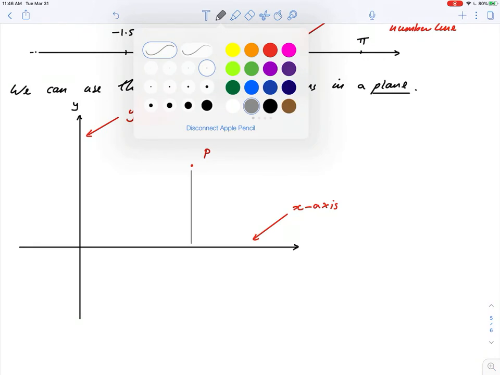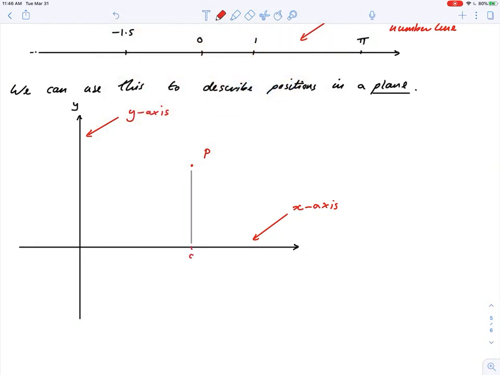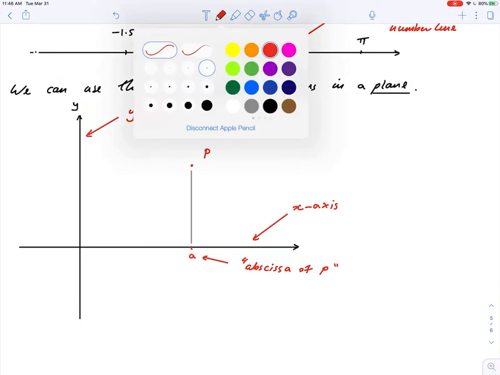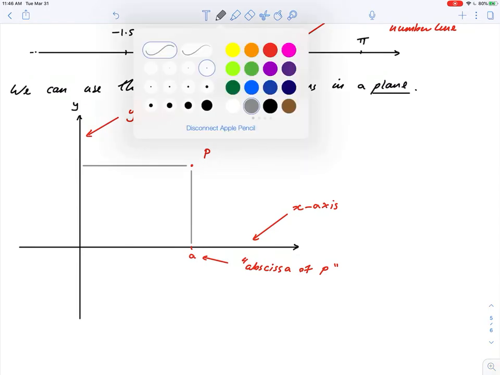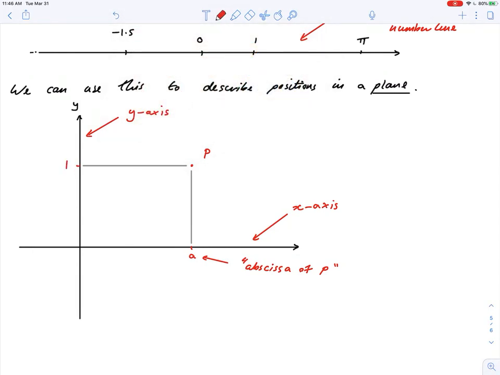First of all, if I think about dropping a vertical line down, at the bottom here, I'm going to get some number on the x-axis. And I'm going to give this a name. I'm going to call this the abscissa of P. So it's kind of your measurement of how far you are or where you are in a horizontal sense. Similarly, I could move a horizontal line over here to give my kind of vertical position. So I call this B. And this, I'm going to give a name. I'm going to call this the ordinate of P.